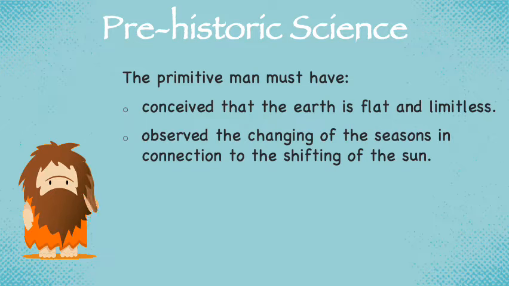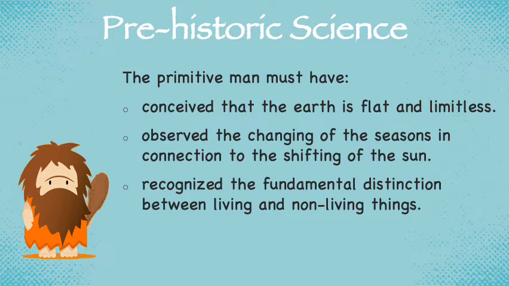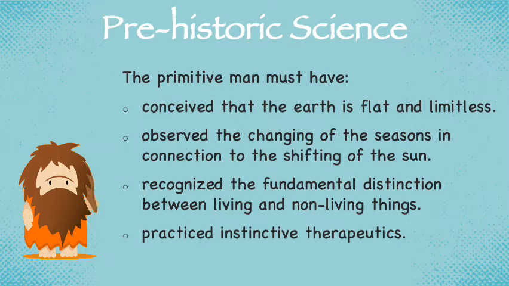Now, the movement of the sun, moon, and stars across the heavens must obviously have been among the earliest scientific observations. The most primitive intelligence must also have recognized the fundamental distinction between living and non-living things and made a tacit classification of the natural objects. And in the practical field of medical knowledge, the primitive humans must have practiced instinctive therapeutics. So they must have had elementary knowledge of toxicology as would enable them to avoid eating poisonous herbs.